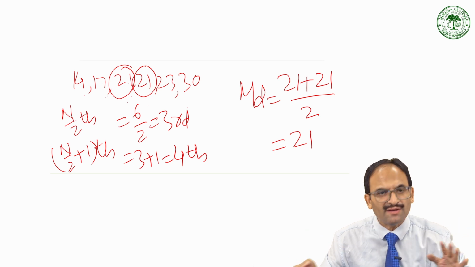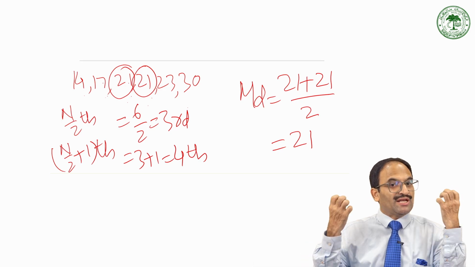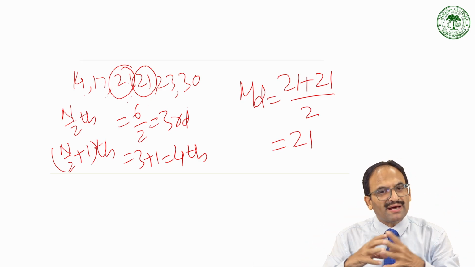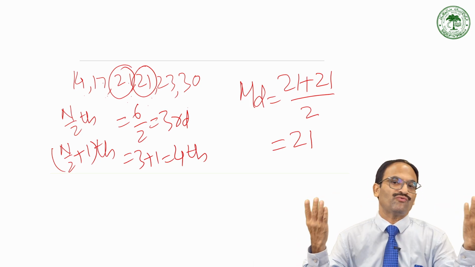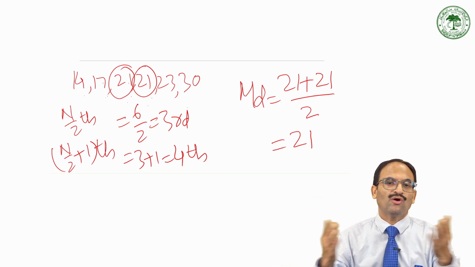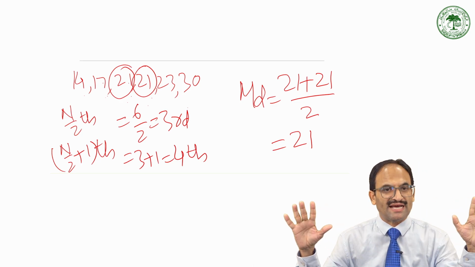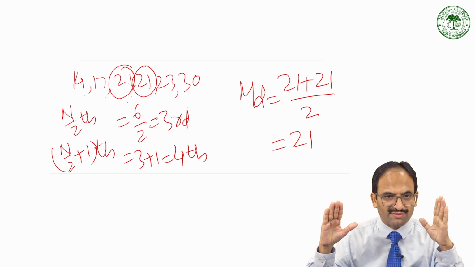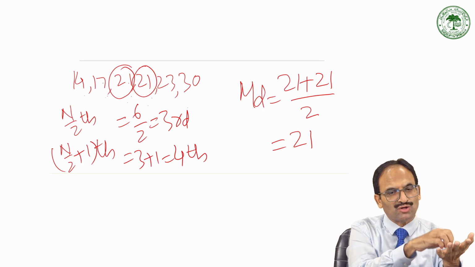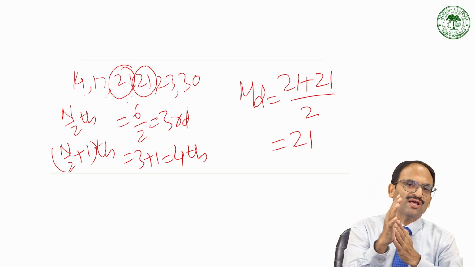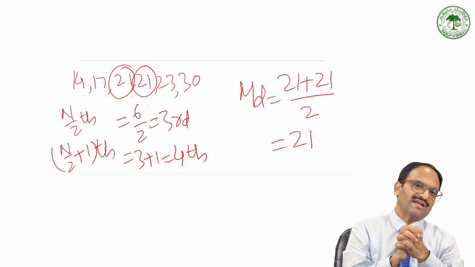So in a nutshell, if you have a situation in which there is an even number of items in a data set and you are required to find the median, what you have to do is arrange all the numbers in ascending order, locate the n by 2th term, locate the n by 2 plus 1th term, then find the sum of these two and divide by 2. Finally you will get the median.